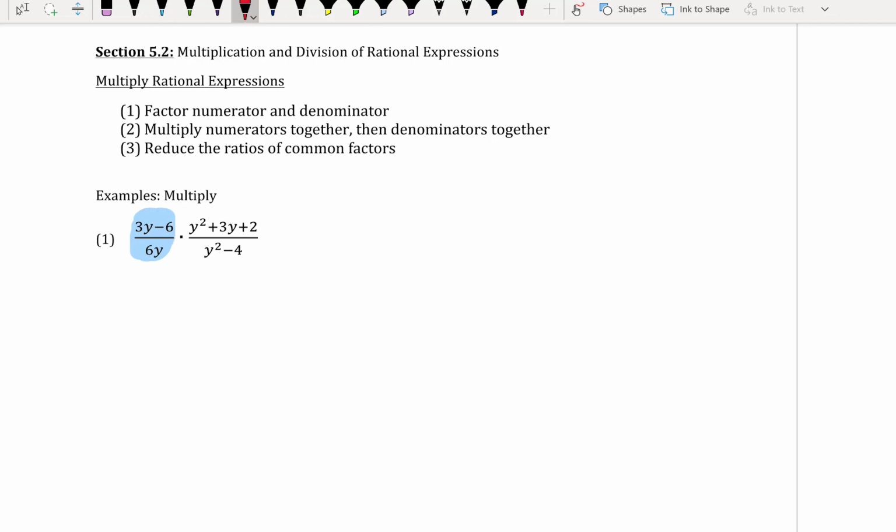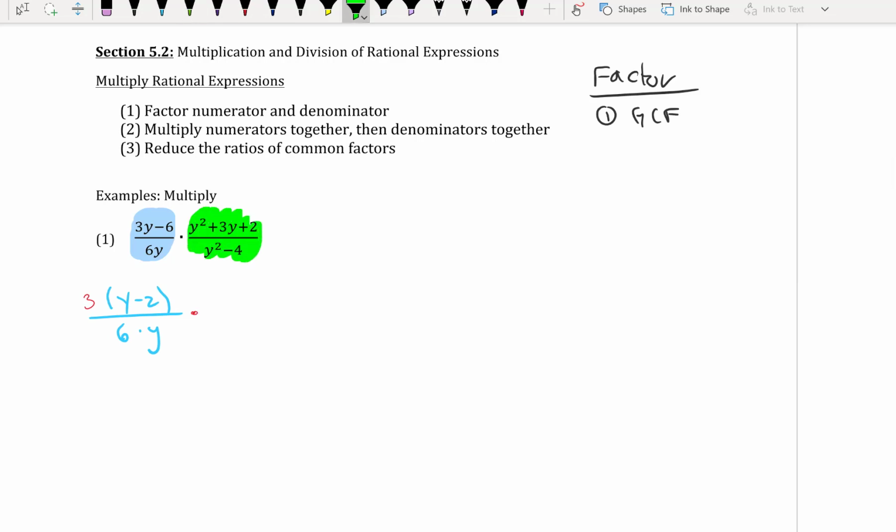Remember, whenever I try to factor, one of the first steps is always going to be the greatest common factor. So here, the greatest common factor is going to be a 3. So I'm left with a y minus a 2. Down at the bottom, I have my 6 and my y. And actually, let's make this color coordinated so that it's y minus 2, and then you have your 6 times your y.